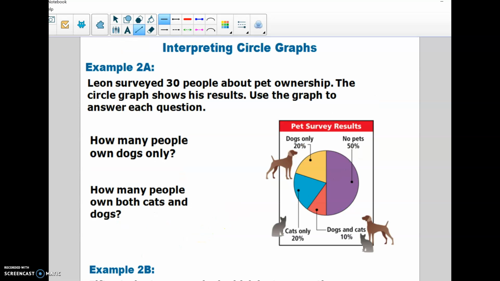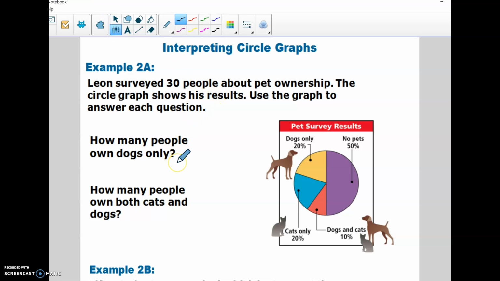Okay, next type of example. I'm going to interpret and find numbers. Here I have pet survey results, and there are percents for each of these categories. It says Leon surveyed 30 people about pet ownership. The circle graph shows his results. Use the graph to answer each question.